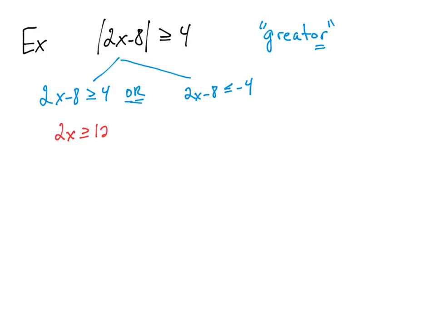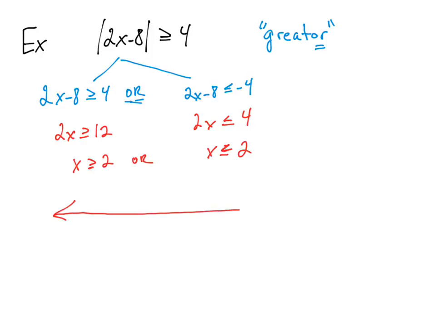2x ≥ 12, x ≥ 6, or 2x ≤ 4, x ≤ 2 here. So on the number line, wait a second, this is not right here. This should be 6. x is greater than or equal to 6, x is less than or equal to 2. So plot both of these values on the number line. We'll have 6, we'll have 2. Because this is an OR, the graphs are going to go away from each other.